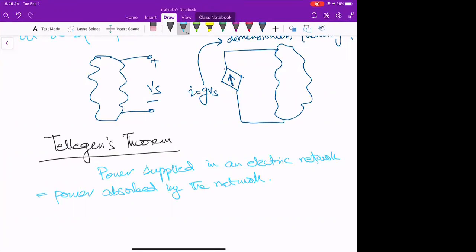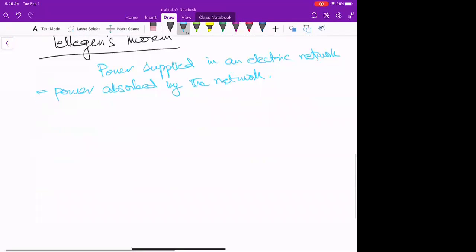So what we were doing, we were saying that Tellegen's theorem is that power supplied in an electric network is equal to power absorbed by the network, right? It means that everything follows the conservation of energy, okay? So these are some definitions that we have to do. Then we move to KVL. What is KVL? Kirchhoff's voltage law that we were doing before.